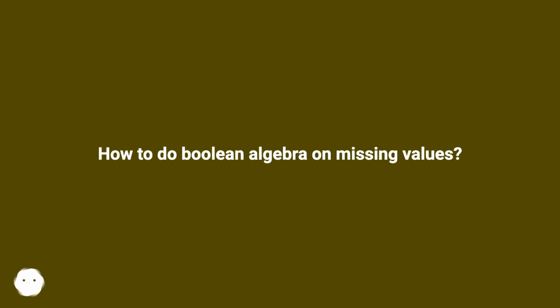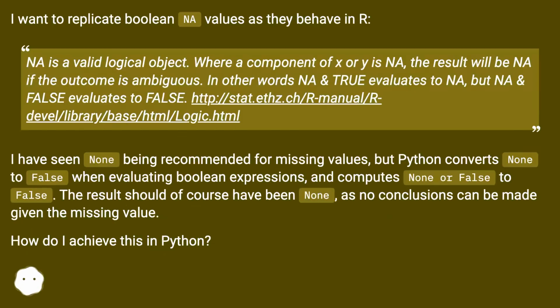How to do Boolean algebra on missing values. I want to replicate Boolean NA values as they behave in R. NA is a valid logical object, where a component of x or y is NA. The result will be NA if the outcome is ambiguous.